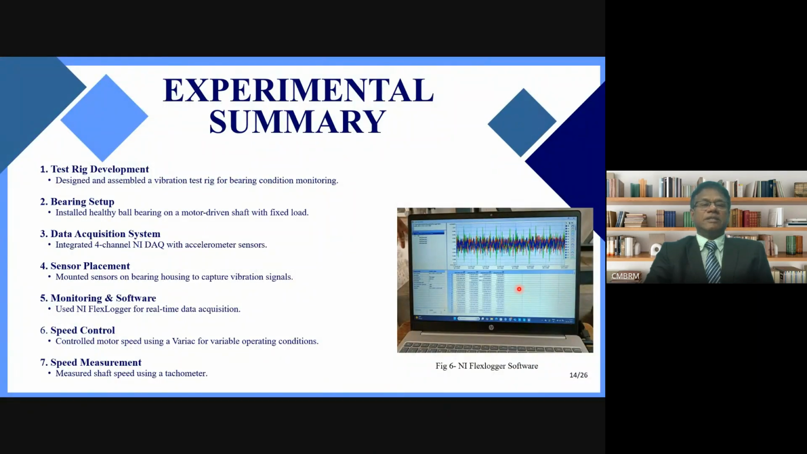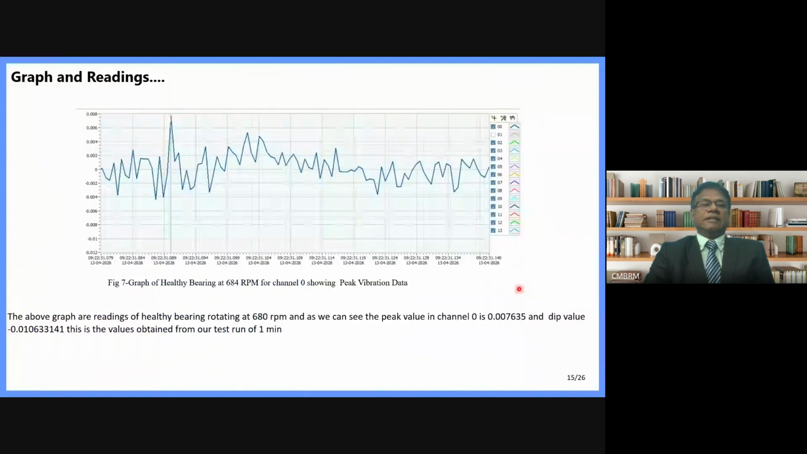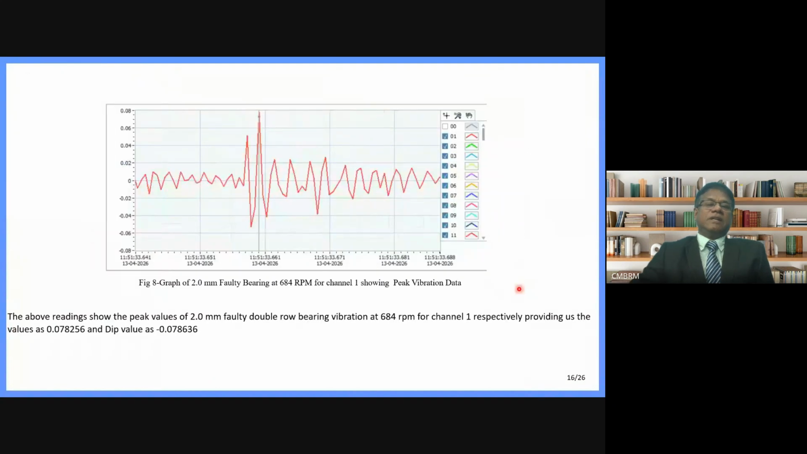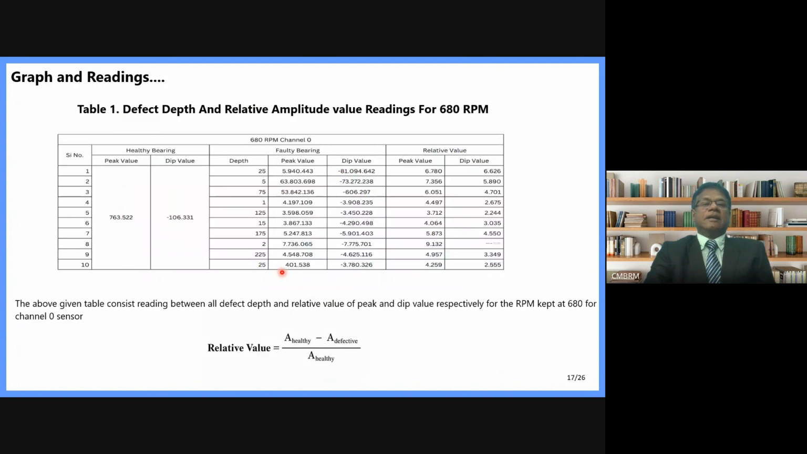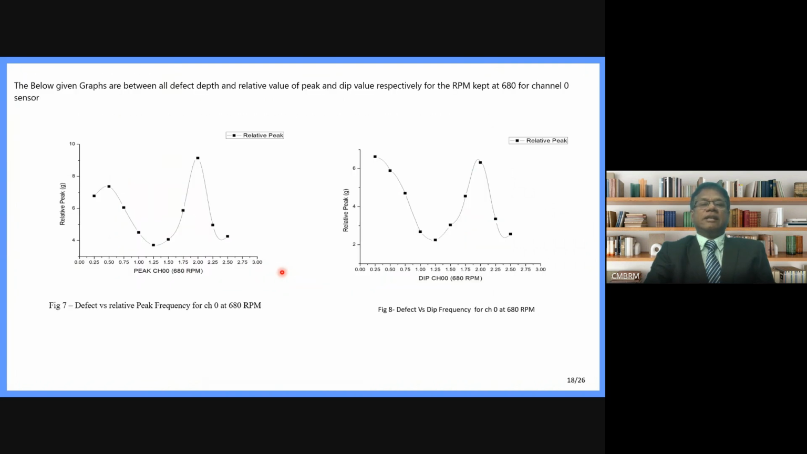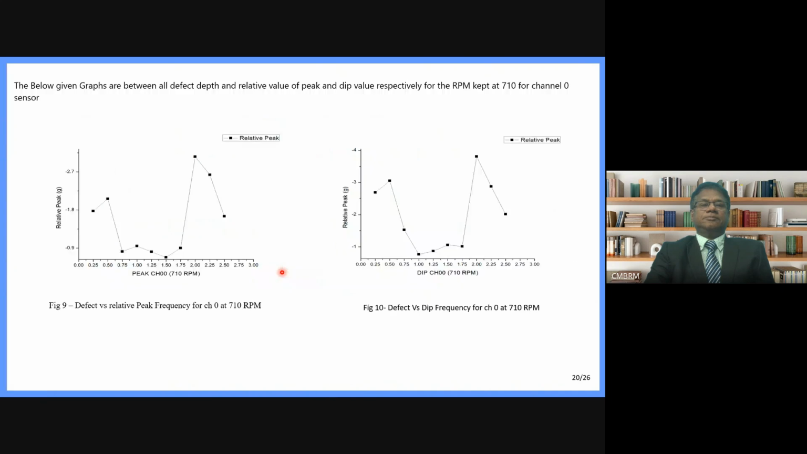So the summary of the experimental setup: we have the testing bearing setup, data acquisition system, and sensor placement. From this experimental setup we get data in graphs. This is the peak value where we will get the defect, and this is one screenshot where 2.5 is the fault depth. The depth of the fault is 2.2 mm at 6.2. This is the graph where the fault was detected, and this is the reading we got.